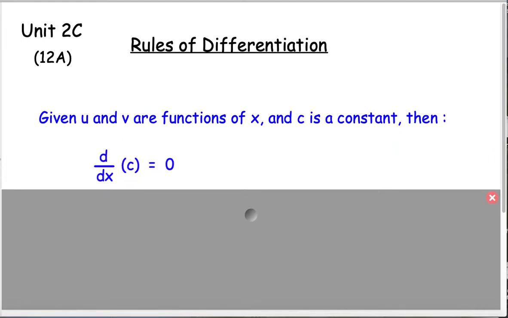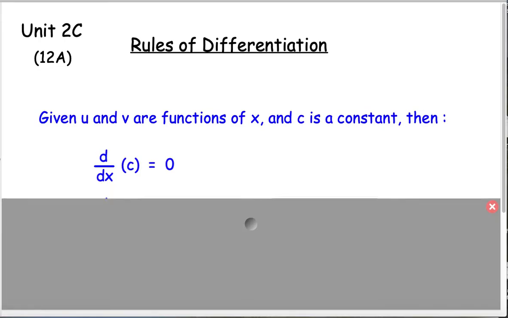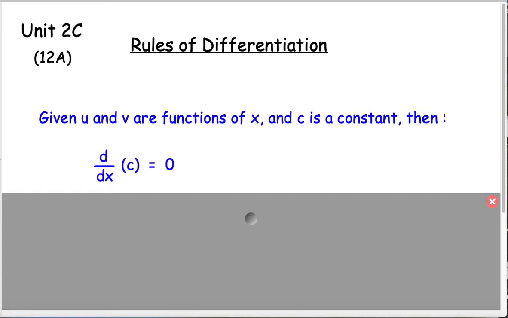So we've learned that the derivative with respect to x of a constant is going to equal 0. Because if you graph a constant function, that's horizontal. And so drawing a tangent line at any point on that horizontal line will also be horizontal, so the slope of that tangent line is 0.